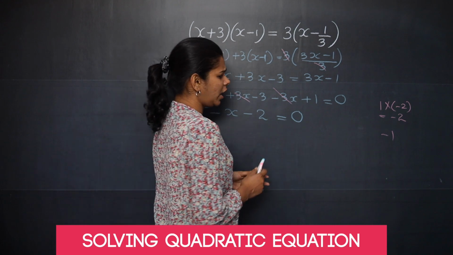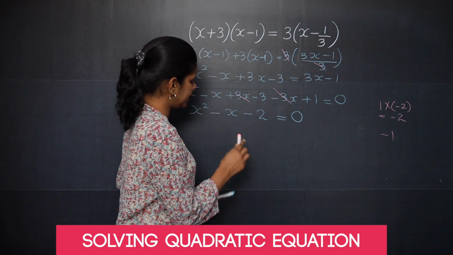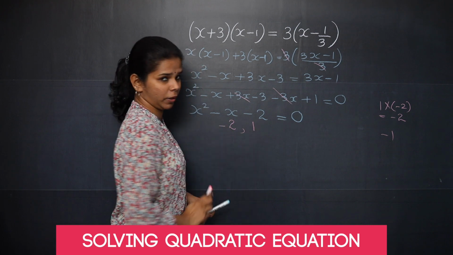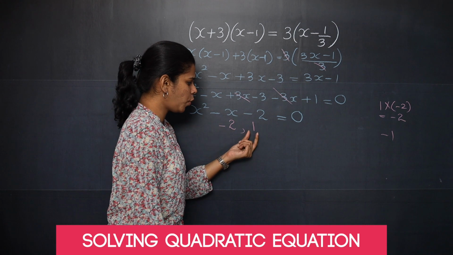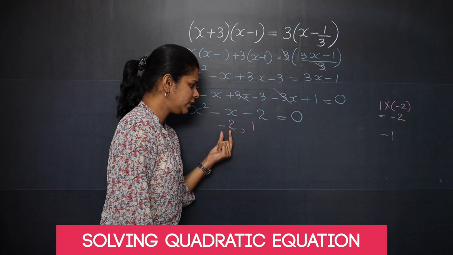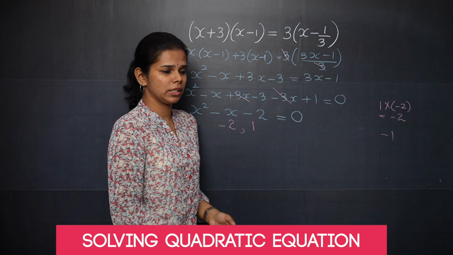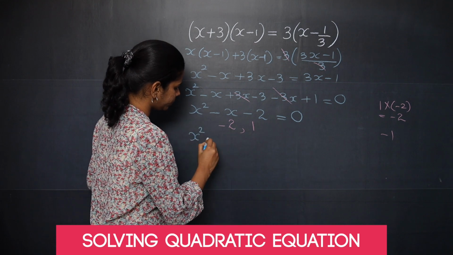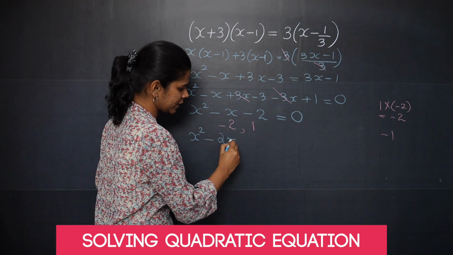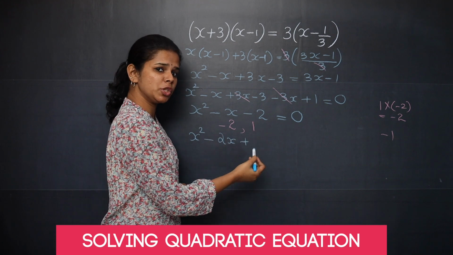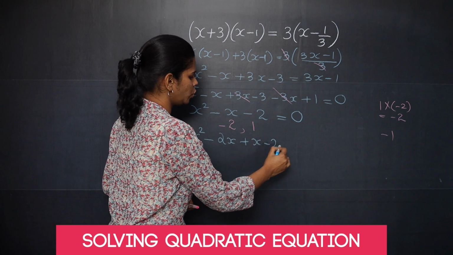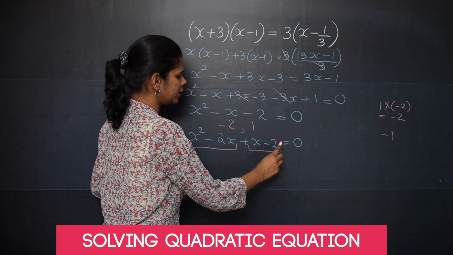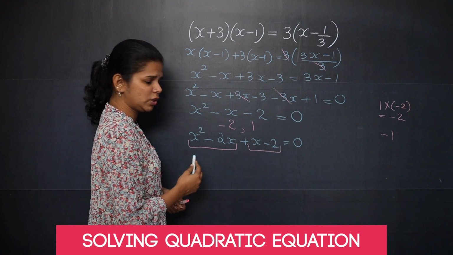So what if I take the numbers negative 2 and positive 1. So here negative 2 into 1 is negative 2. Negative 2 plus 1 will give you negative 1. So let us split the middle term now. So x square minus 2x plus, instead of 1x you will write x minus 2 equal to 0. Now you will take the first two terms and the last two terms. What is common in the first two terms?